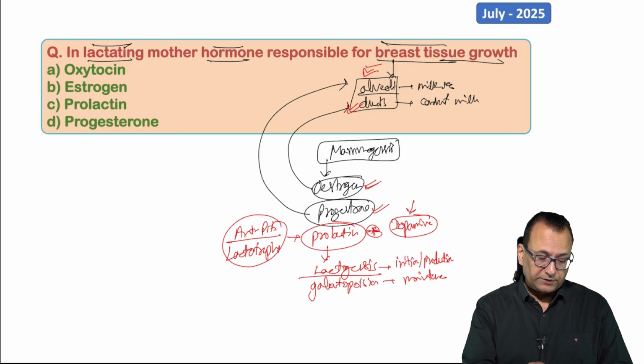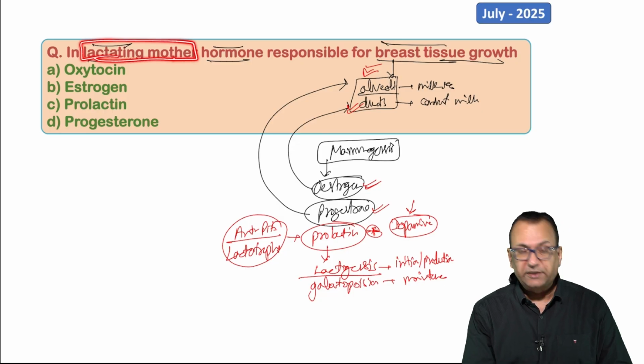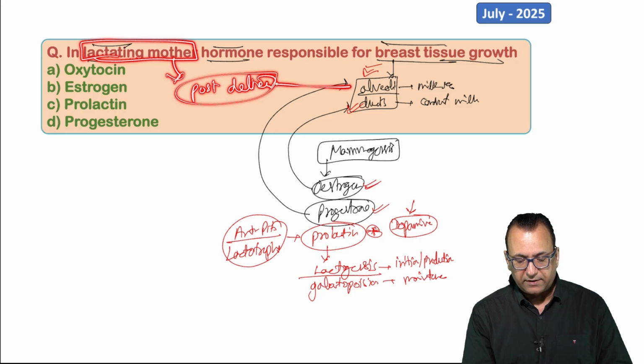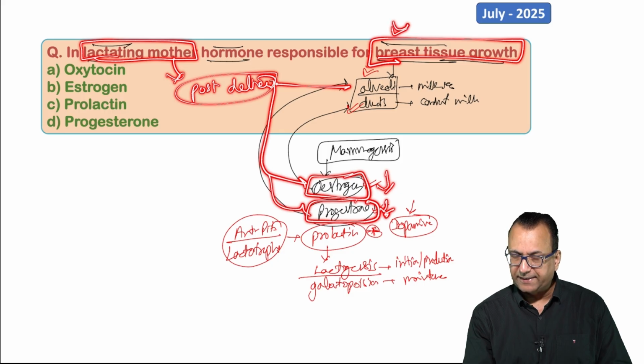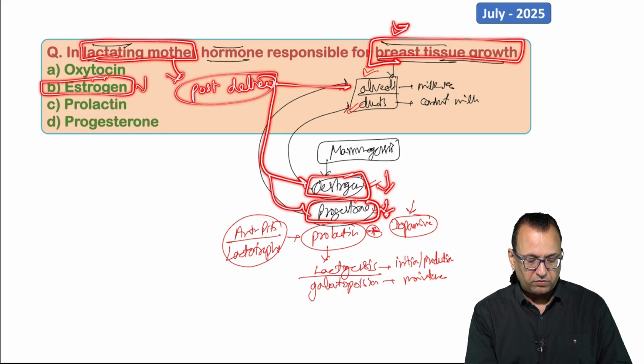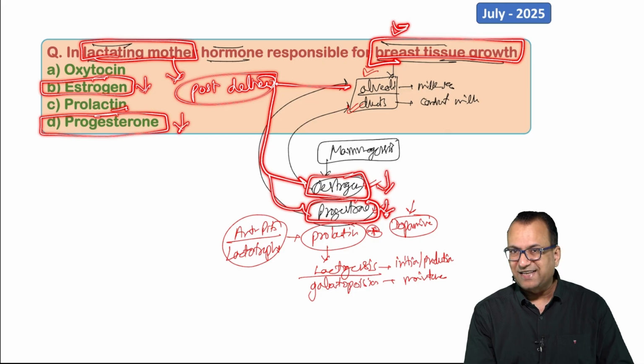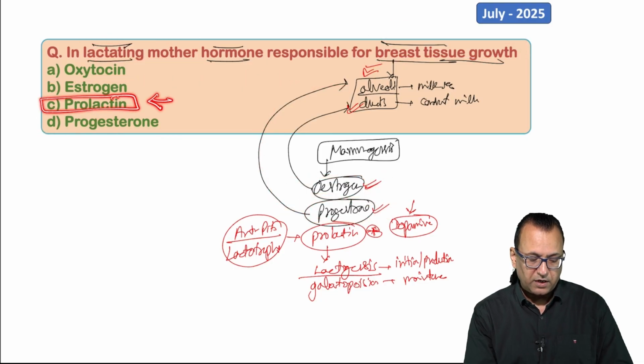Now the point is, lactating mother means post delivery. Post delivery, we understand that the hormones like estrogen and progesterone will go down. So that cannot be your answer for breast tissue growth. So what should you answer? Since the estrogen is down and progesterone is down, because this is a lactating mother post delivery, you don't have these hormones in much quantity. That is why your answer should be prolactin. Why not oxytocin? Oxytocin is for ejection of milk. It is not for breast tissue growth.